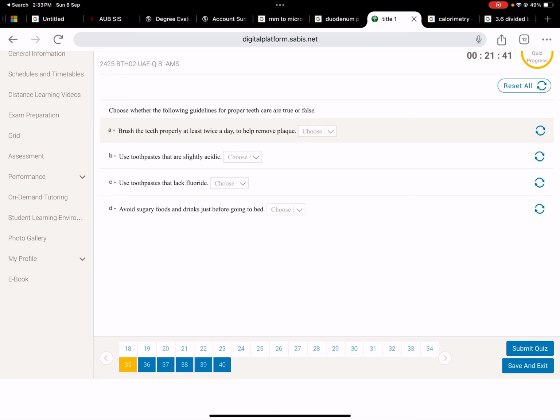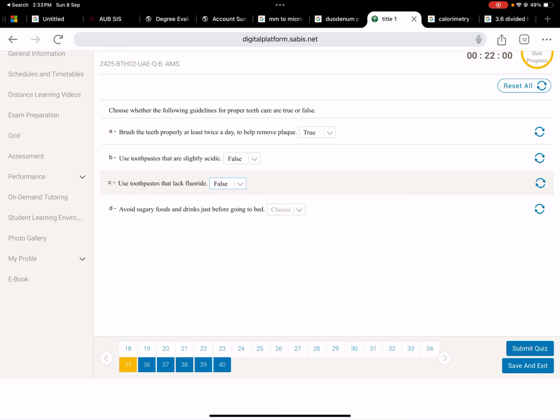Okay, so are their guidelines for proper teeth care true or false? Brush the teeth properly at least twice a day. Of course, that is true. Use toothpaste that is slightly acidic. That is false. Remember, we said toothpastes are usually slightly alkaline, which means slightly basic. Use toothpaste that lacks fluoride. Of course not. This is false. We need to use toothpastes that have fluoride because fluoride acts as a substance that strengthens our enamel and makes it more resistant to the acids produced by the bacteria. Avoid sugary foods and drinks just before going to bed. That is true.